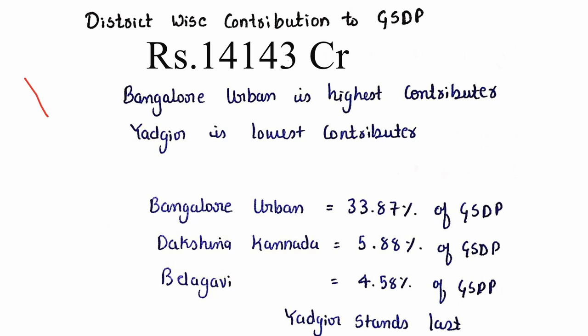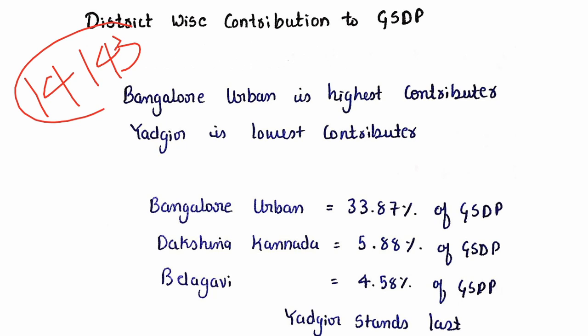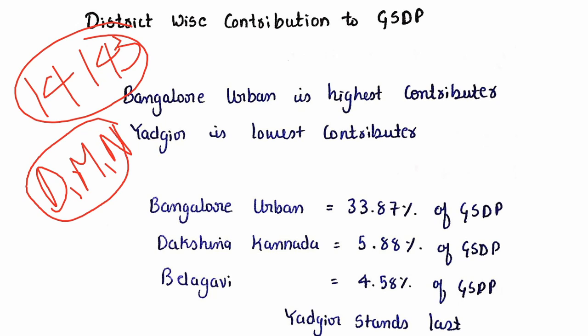Government has spent around 14143 for the development of backward districts, but still most of the districts in North Karnataka have remained backward. There was a committee which was set up. It was headed by D.M. Nanjundappa. The D.M. Nanjundappa committee identified 114 taluks as backward taluks in Karnataka.